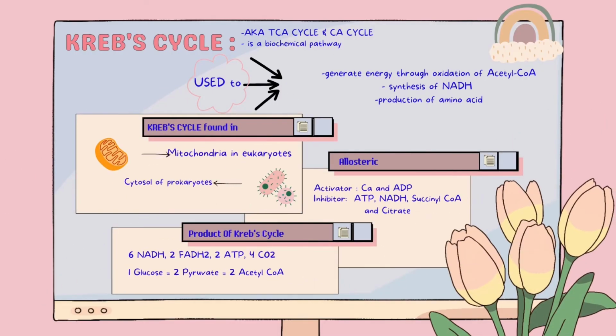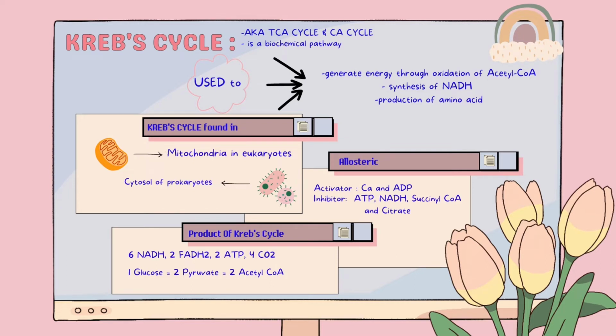Next is Krebs cycle. Krebs cycle, also known as tricarboxylic acid cycle and citric acid cycle, is a biochemical pathway. Krebs cycle is used to generate energy through oxidation of acetyl-CoA, synthesis of NADH, and production of amino acids. So Krebs cycle will take place in mitochondria in eukaryotes and cytosol of prokaryotes.